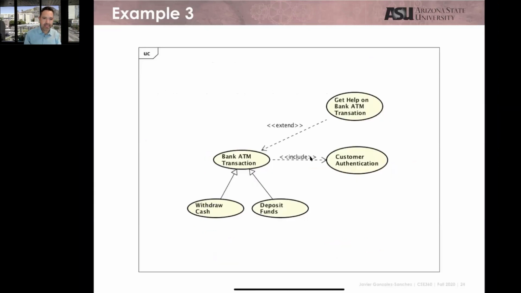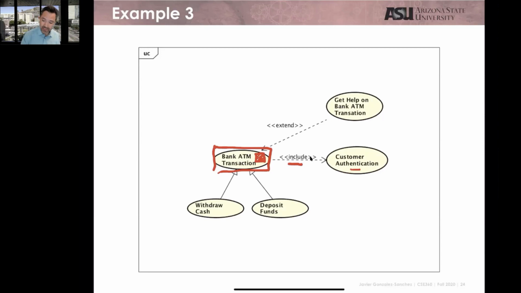Examples here is like, I have this bank transaction. The bank transaction includes authentication. That means authentication is an element of the bank transaction. It's mandatory. Every time that I do a transaction with the bank, it's mandatory that I authenticate. Authentication is small. It's not as big as the transaction. It's just one step, but it's mandatory.